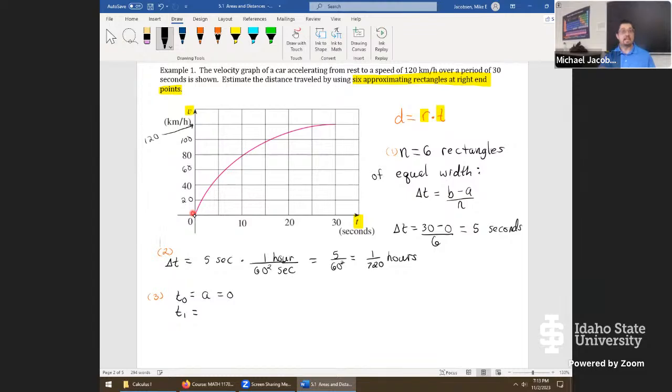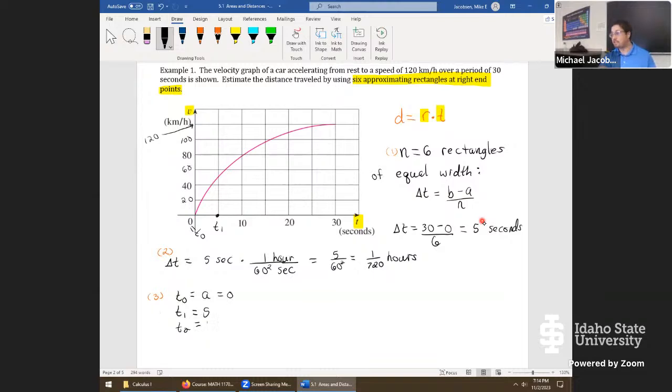We go to the next partition, t1, and to get to t1, we just start at the last one and add our delta t right here. Oh geez, 1 over 720 hours. You know, we can use seconds for this portion and keep the unit seconds here. So all we need is the time and then the height. But when we multiply, that's when we need this value. So I'll use this right here. T1 is going to be the 5 seconds. So here's T1. The 0 was T naught.